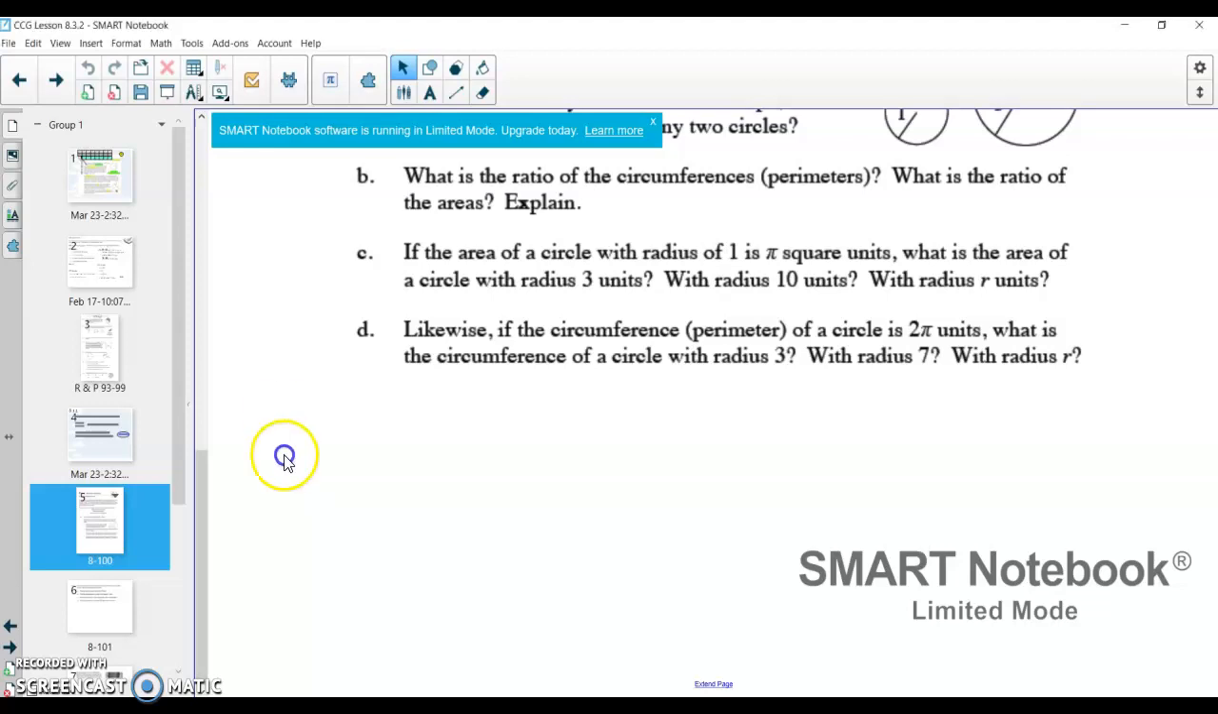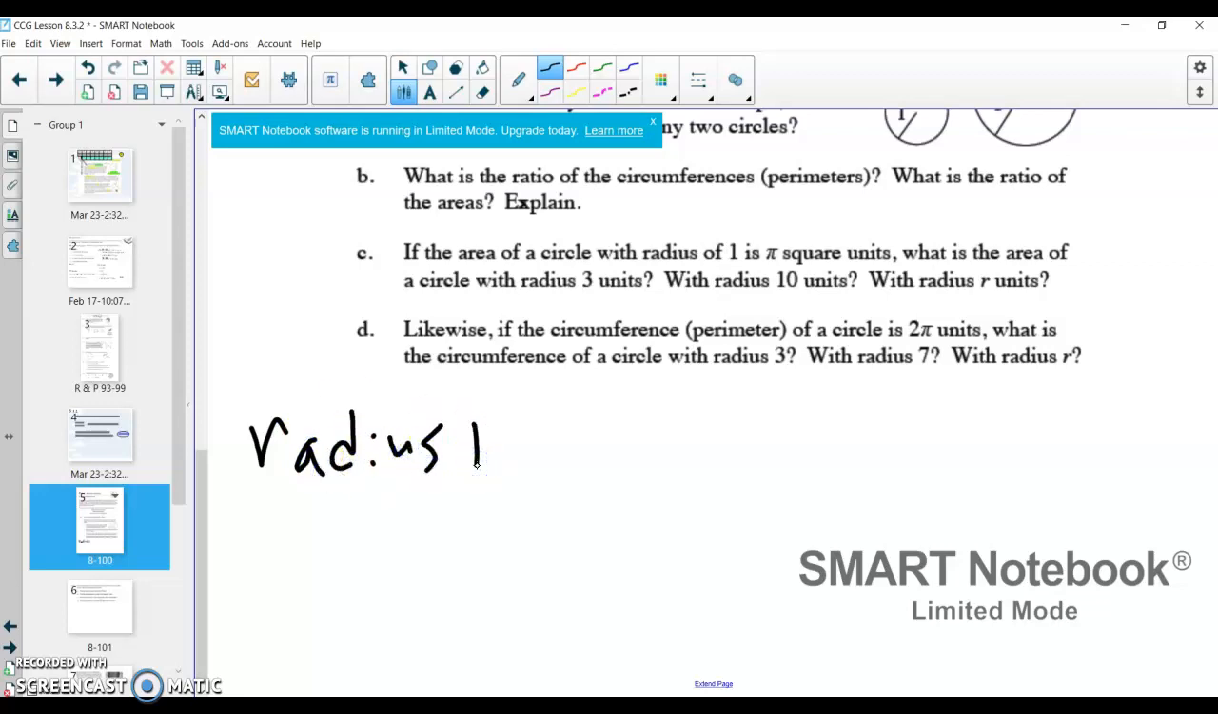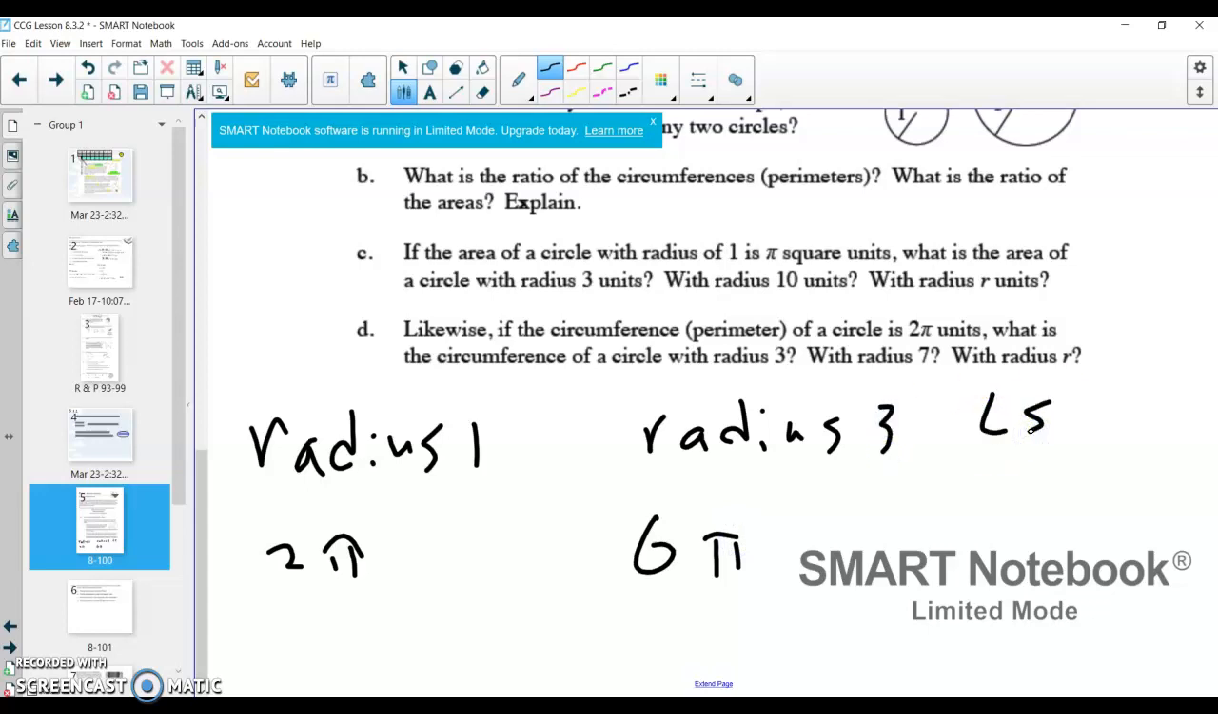And so we saw, radius 1 was 2 pi, and so then radius 3 would have been 6 pi, because it's 3 times bigger. Our linear scale factor for radius 3 was equal to 3. And so we get these that are 3 times bigger.